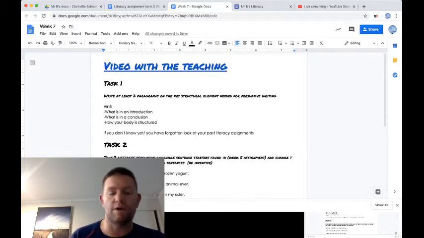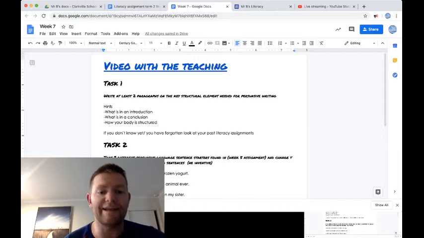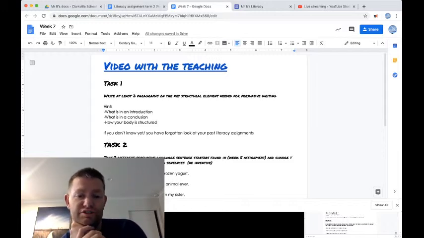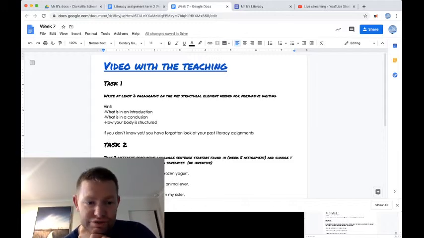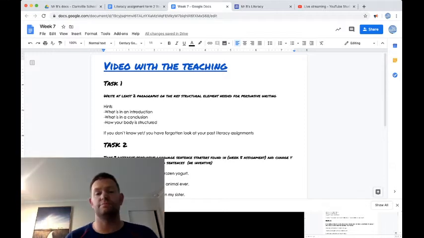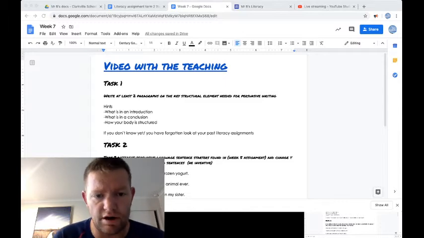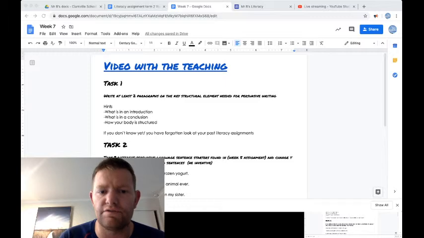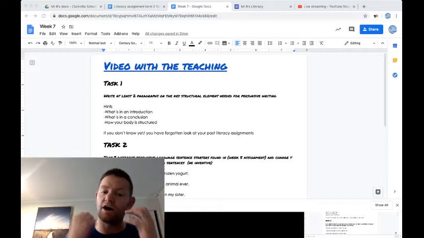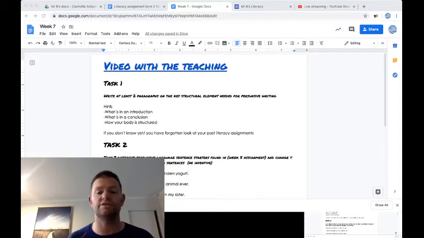Task 1. Write at least 2 paragraphs on the key structural elements needed for persuasive writing. Some people will be like, oh, key structural elements, that's real technical terms. So what I've done is I've written hints underneath there. Hint 1, what is an introduction? We did a whole video on just writing introductions. So you can look back at the introduction.